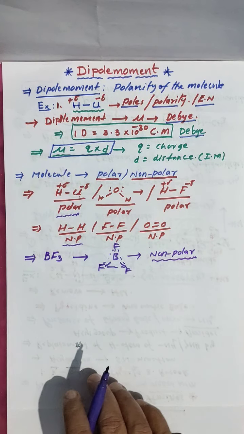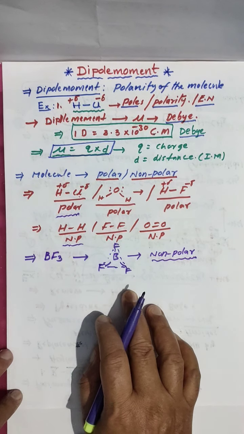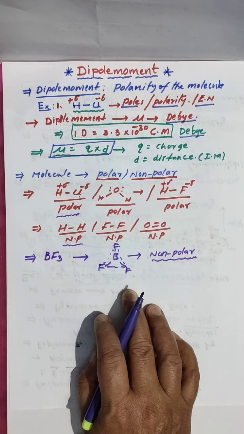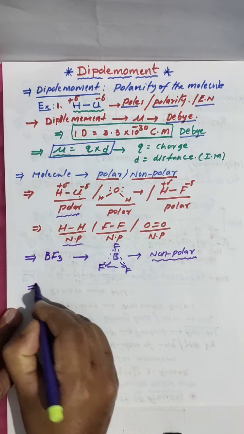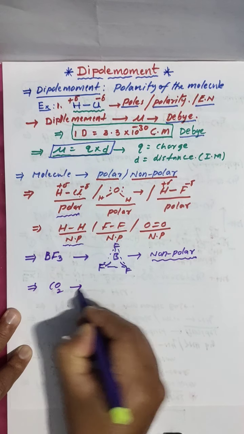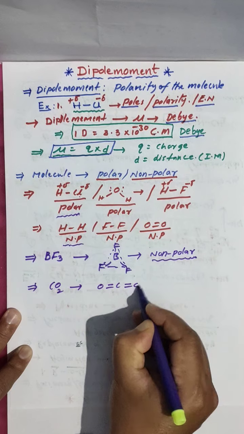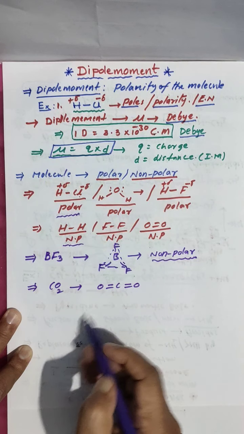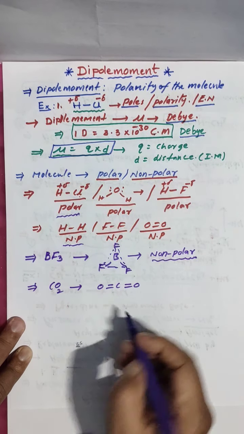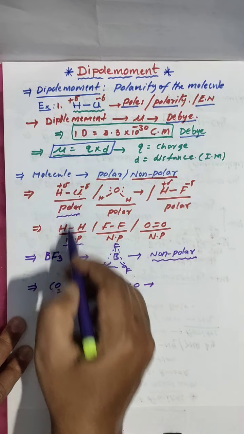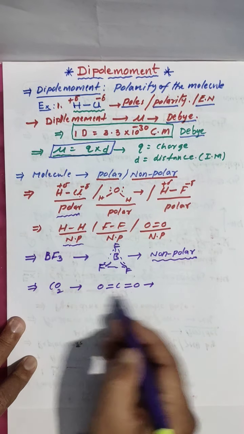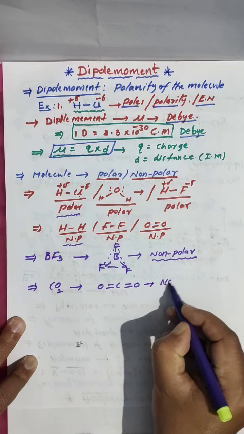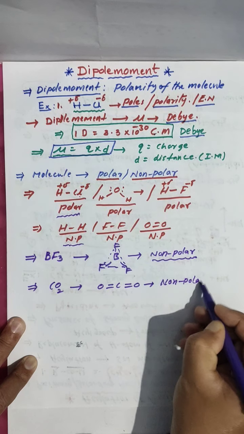It is not a polar molecule. Electronegativity difference is there, but it is not a polar molecule. It is completely non-polar. Go for carbon dioxide. You know very well the carbon dioxide structure. Electronegativity difference is there. Oxygen is more electronegative than carbon. So according to this primary data, we would treat it as a polar molecule. Electronegativity difference is there, but carbon dioxide is a non-polar molecule.